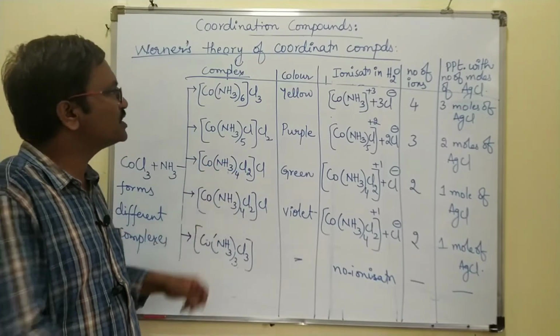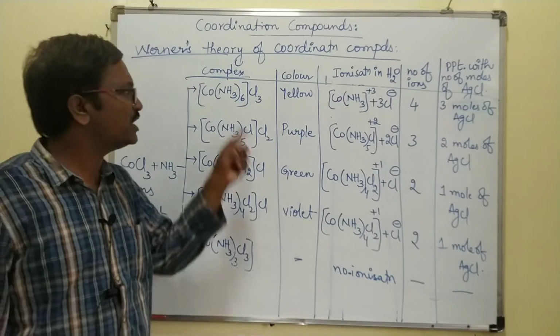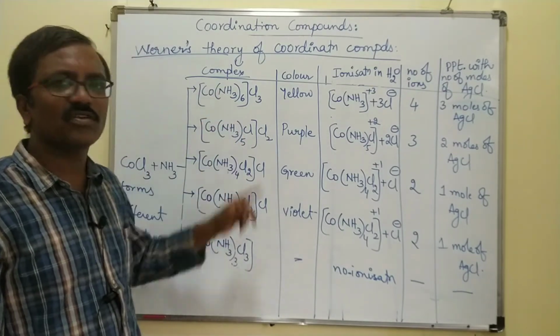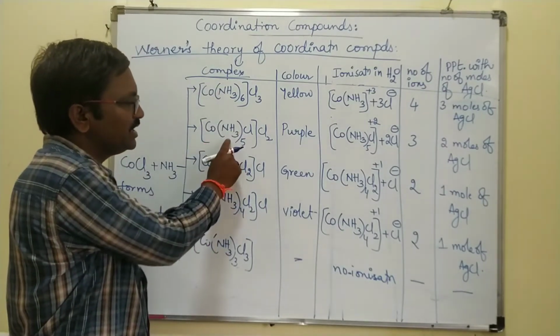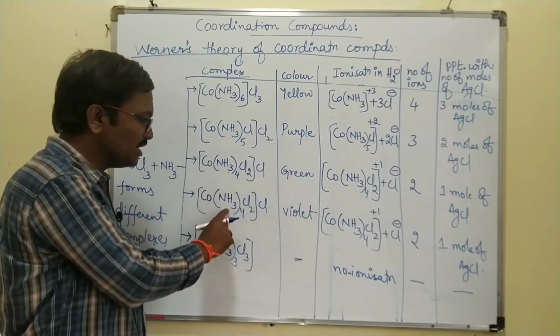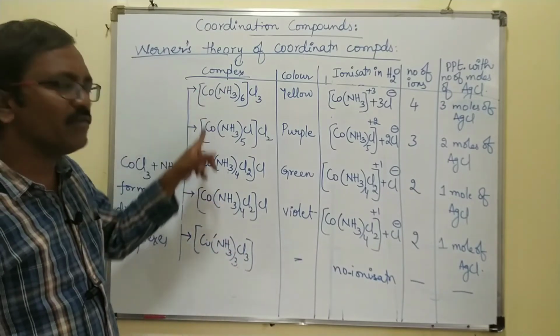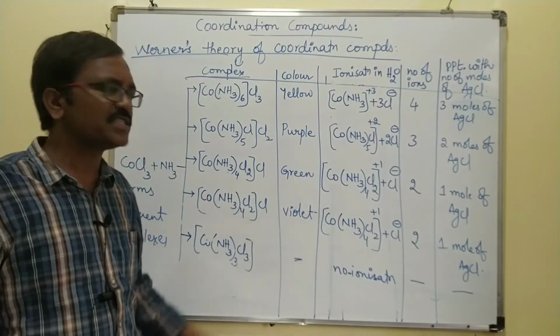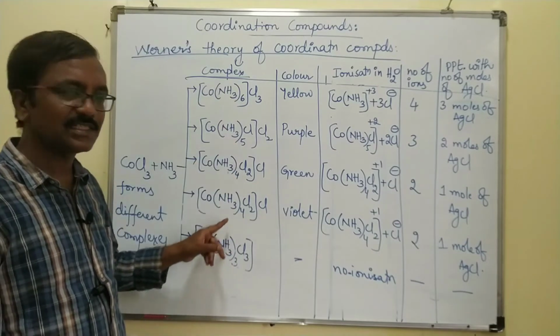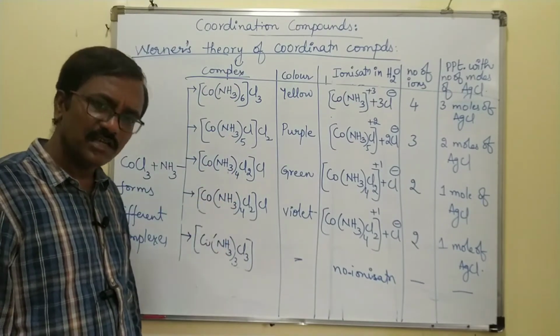What is the meaning of this? On the basis of this, how many ligands is cobalt always showing around it? 6 ligands. Here it is 5 plus 1, 6 ligands. 4 plus 2, 6 ligands. So according to him, every metal has a fixed number of ligands. Those ligands are generally called the coordination number.